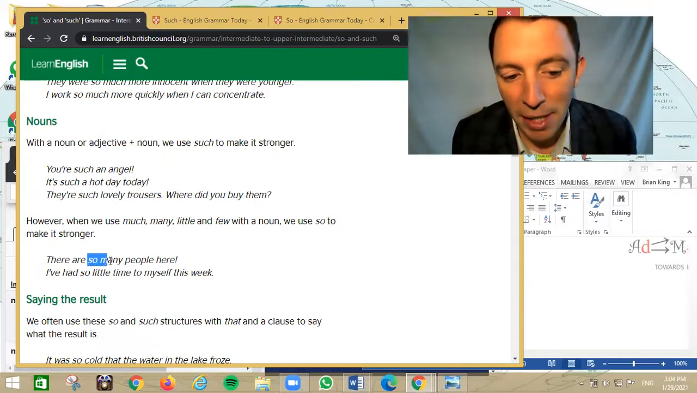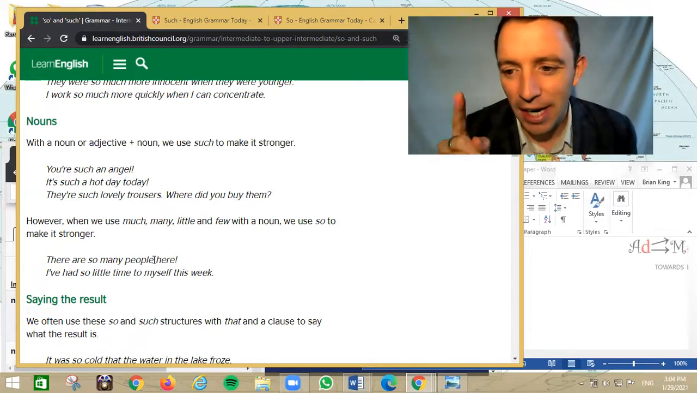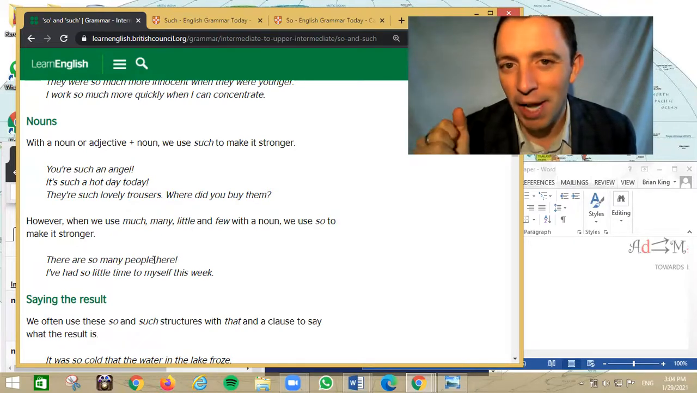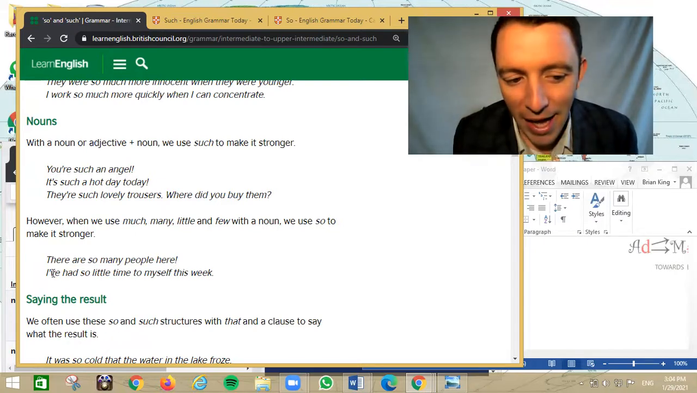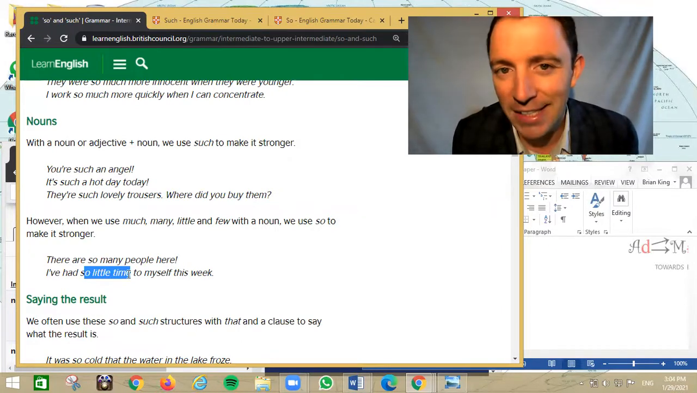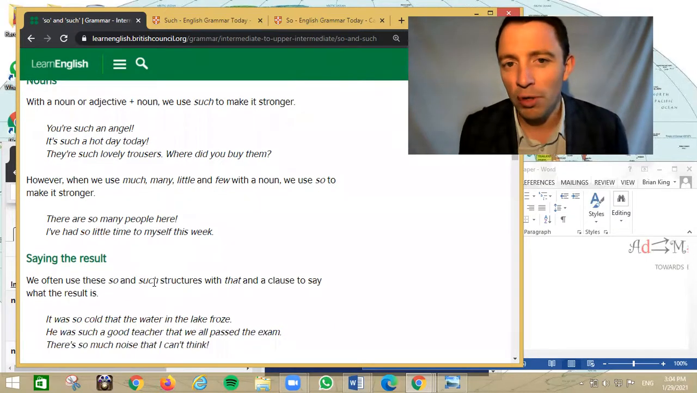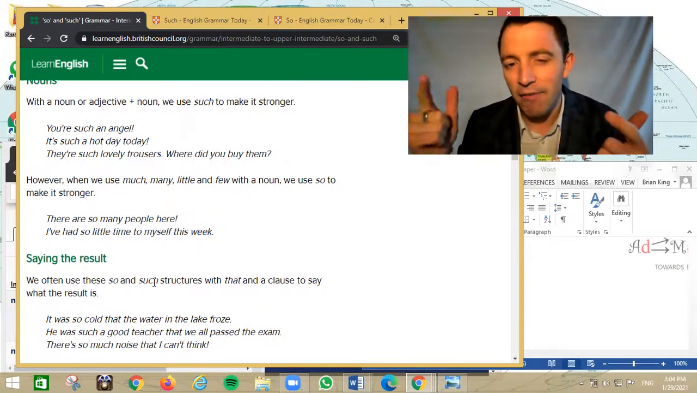So, "there are so many people here." Remember, one person and two people: one person singular, three people plural. In Spanish, it's una persona y dos personas, but in English, it's one person and two people. Very important. "I have had," that's the present perfect. "So little," and for that reason, it's necessary: "so little time." Really more emphasis, more intense. Good. So that is the rule with "so" and "such" before adjective, adverb, and substantive.